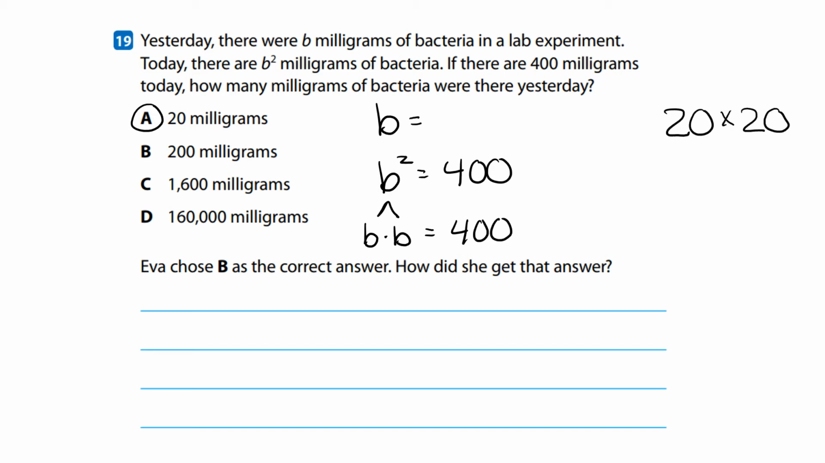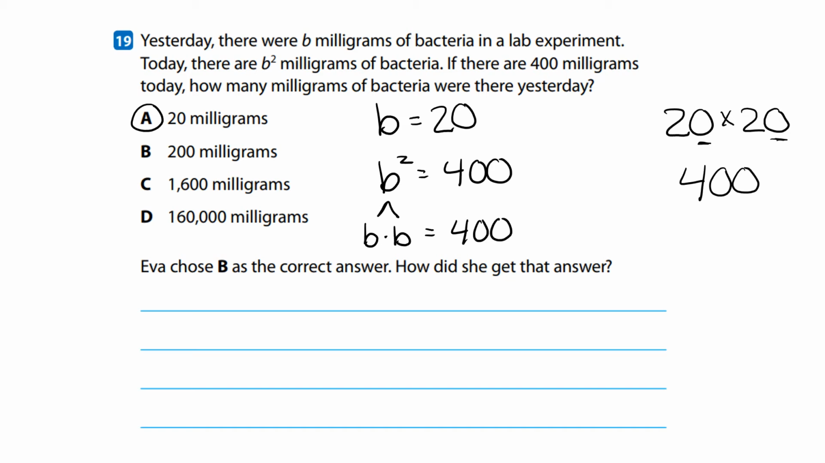An easy way to solve problems like this is you multiply your numbers, 2 times 2, which gives you 4, and then we end up with 2 zeros, so we have 2 zeros in our answer, 400. So B is going to be equal to 20. 20 times 20 gives us 400.